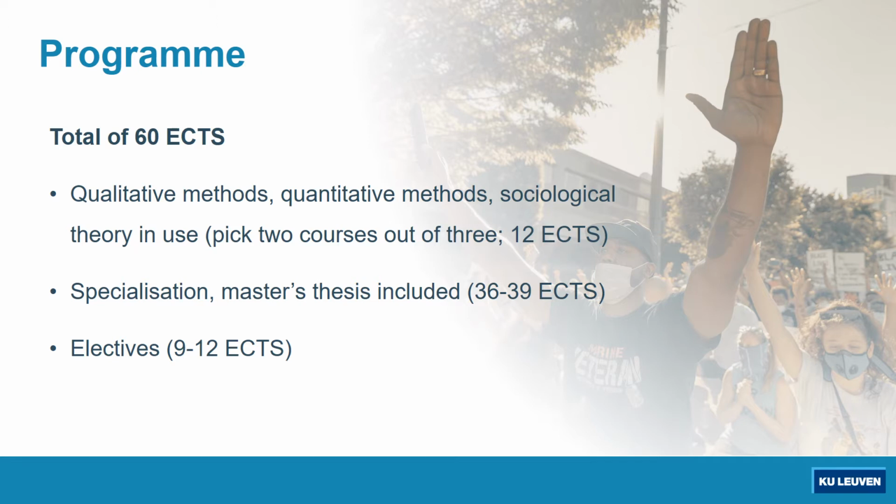Then there is the specialization. I will briefly say more about each of the 3 specializations that we have. The specialization includes your master thesis, and in total, the specialization is about 2/3 of the master program as a whole. Then finally, there are elective courses. You can, of course, pick elective courses from the 2 specializations that you have not chosen, but if you want, you can also pick electives from other master programs in the Faculty of Social Science.